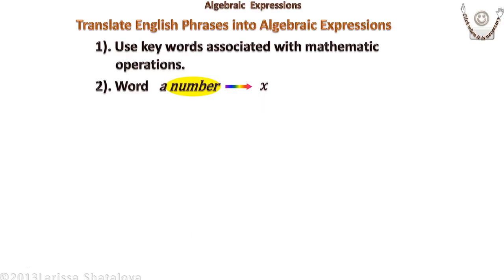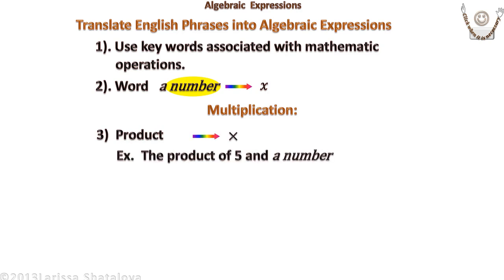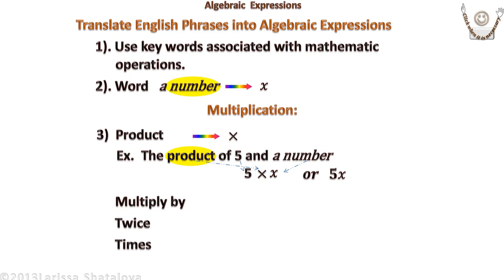For multiplication, the most important word is product. And we can show it as a cross. Here is an example. The product of 5 and a number. Sure, it's product, multiplication, cross, and then we can show 5 and then the number x. It can be 5 times x or 5x. In other words: multiply by, twice, times, percent of. All of this is for multiplication.